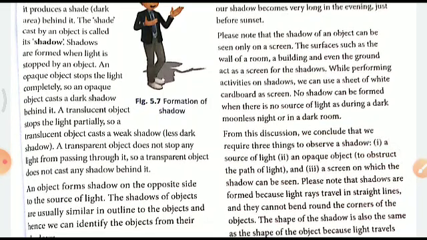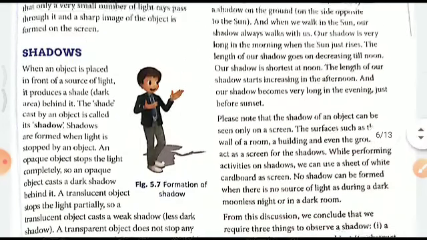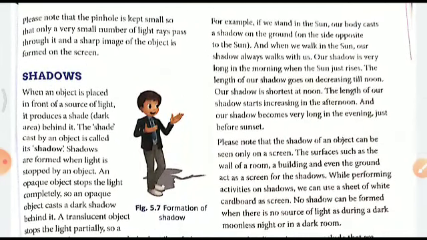Right? Shadows of objects are usually similar in outline to the objects, and hence we can identify the object from these shadows. Right? So now it is the sun which generally forms the shadow. Right? You can see sun forming shadows. Right? When it falls, if we stand in sun, our body casts a shadow on the ground, and when we walk in the sun, our shadow always walks with us.